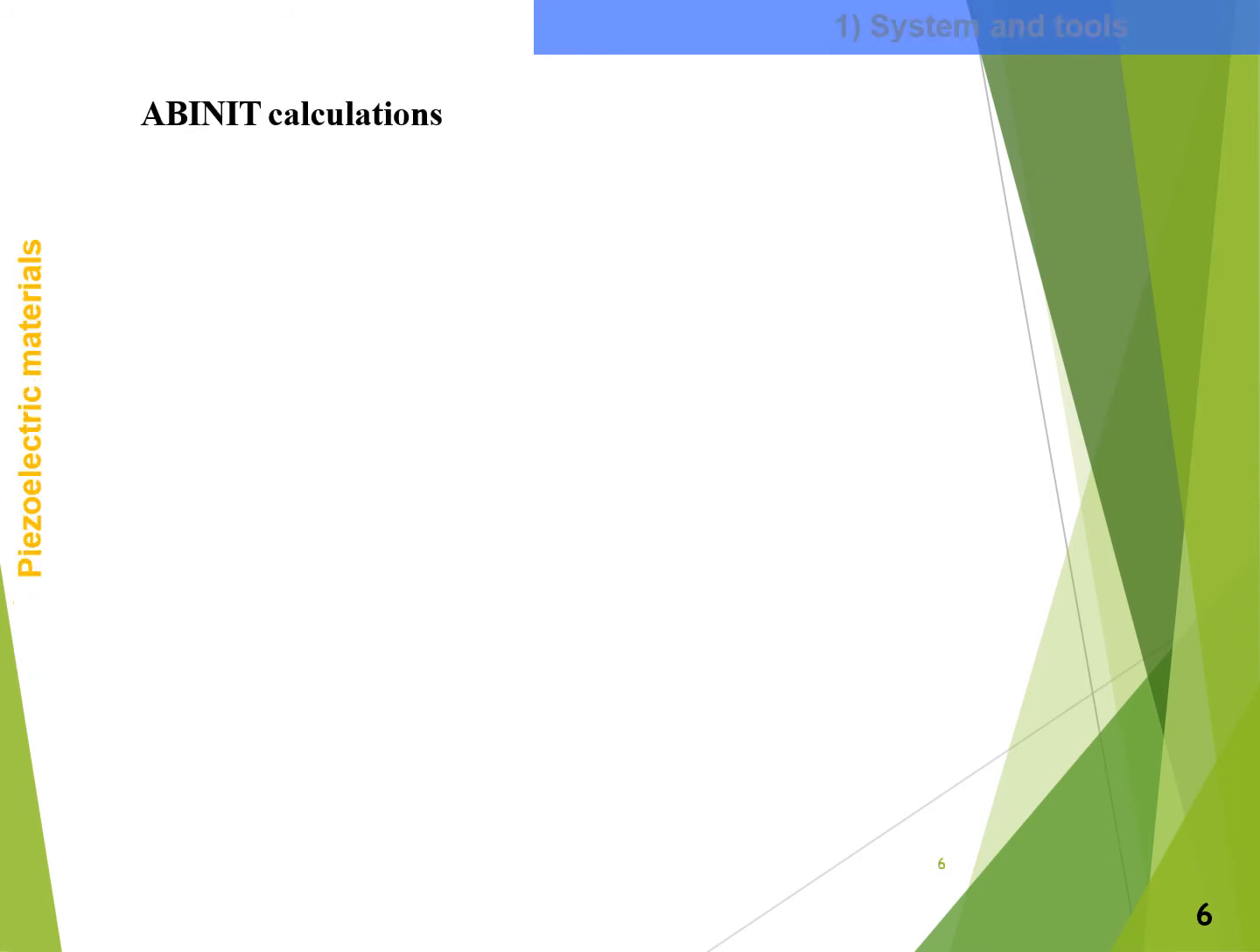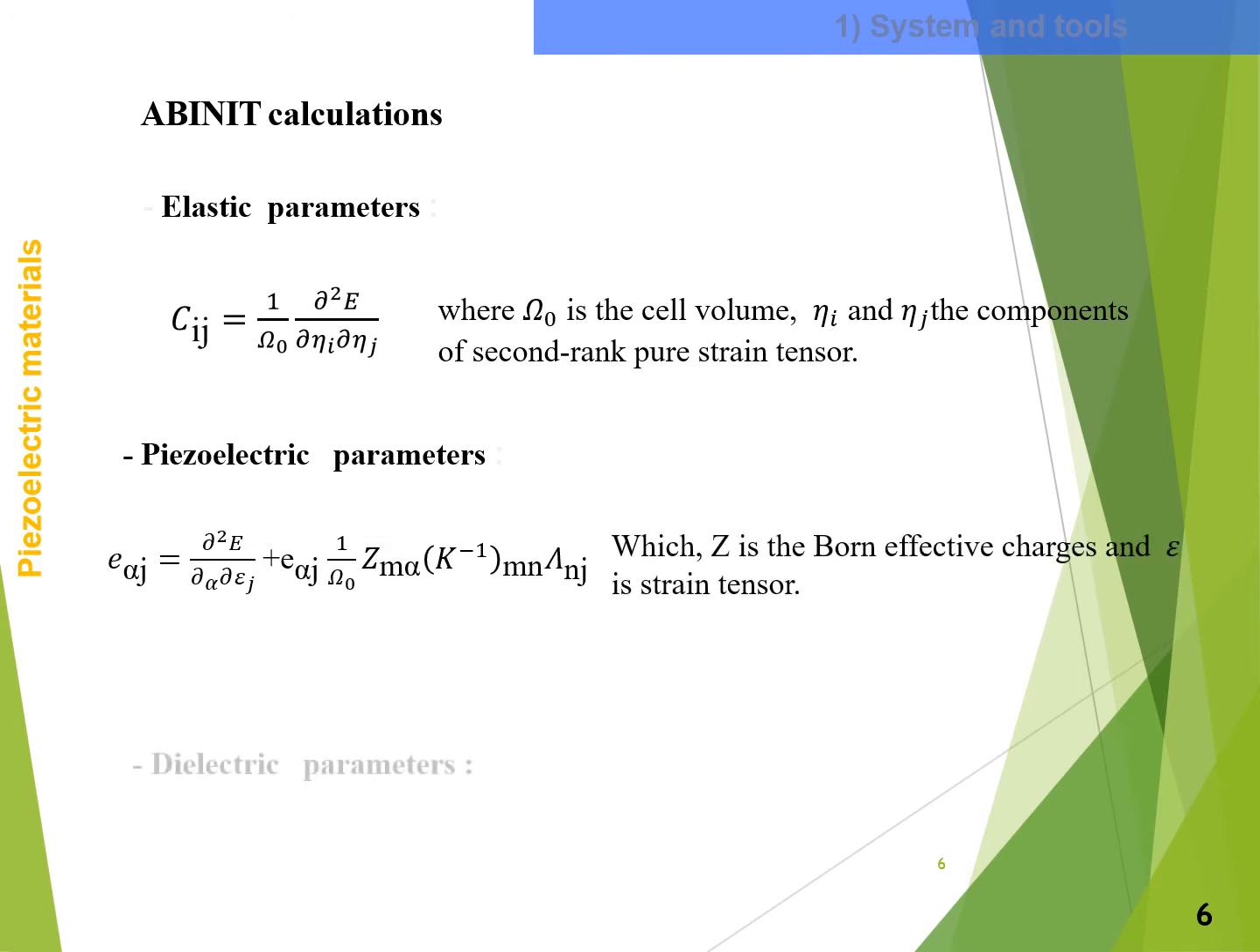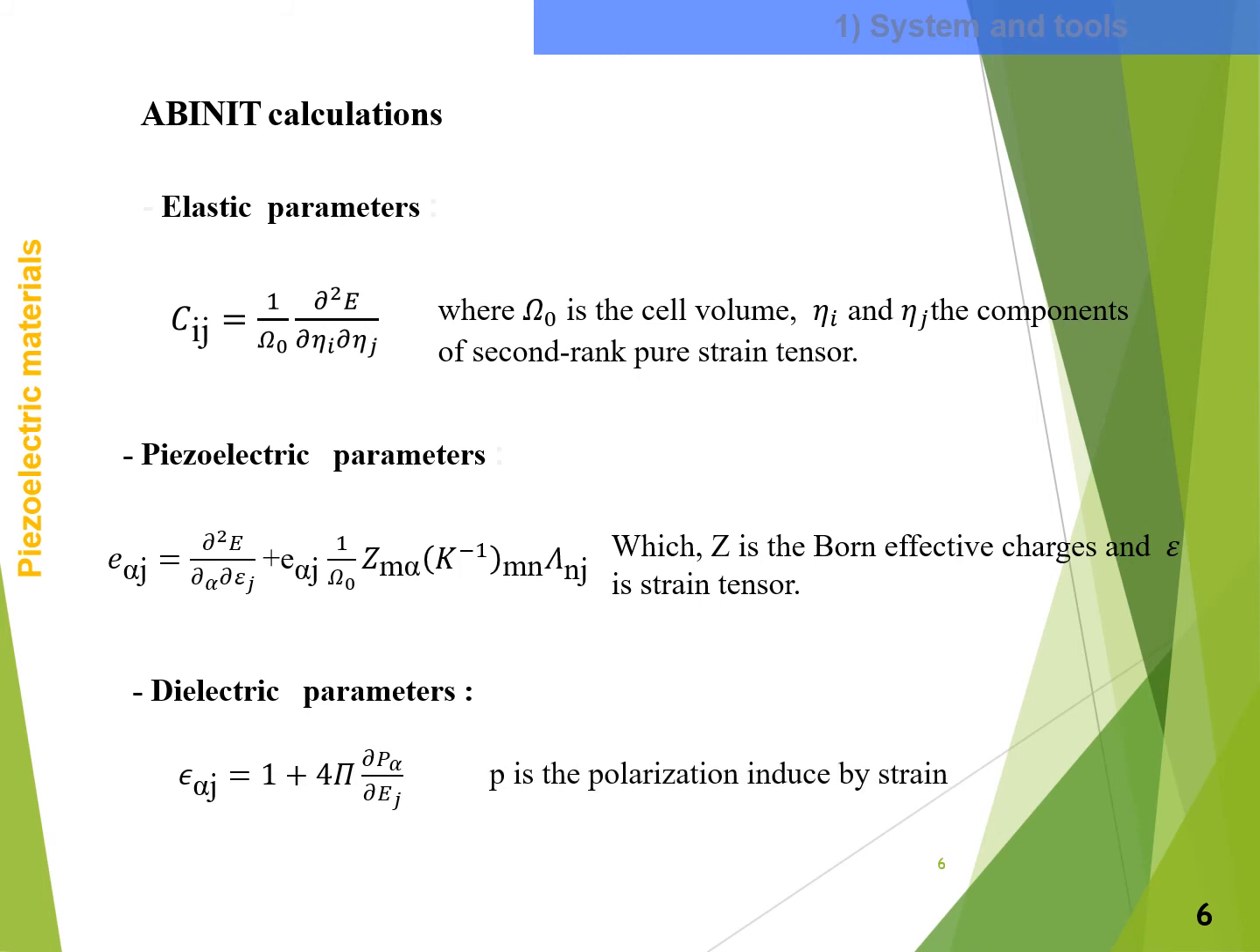The calculation of the elastic constants based on DFT was estimated by the second derivative of the total energy with respect to the atomic displacement, whereas the prediction of the piezoelectric coefficients of this compound was carried out using the modern theory of polarization and density functional perturbation theory, DFPT, based on plane waves and pseudopotentials. In the framework of the modern theory of polarization, the piezoelectric tensor is estimated by the second derivative of the total energy with respect to the atomic displacement and electric field, whereas the dielectric parameter is calculated by the polarization induced by the strain.